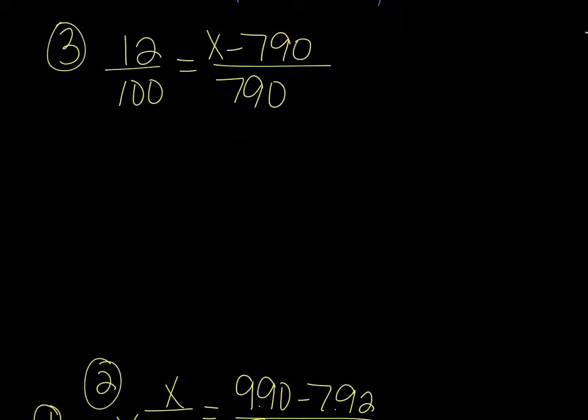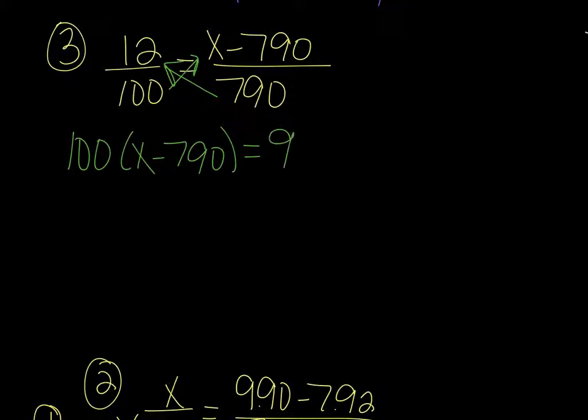Okay, so it's just a proportion. We've solved proportions like this, right? Okay, we're going to go through and solve this one together because I'm going to show you some maybe tricks that might make it just a little bit easier. So if I go through cross multiply, I have 100 times x minus 790. And then the other one, 12 times 790 gives me 9,480.